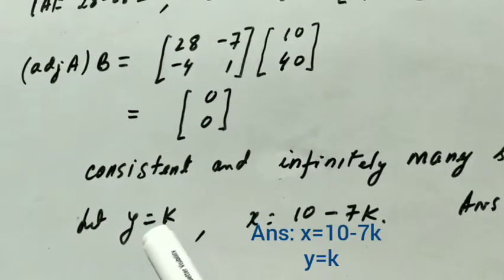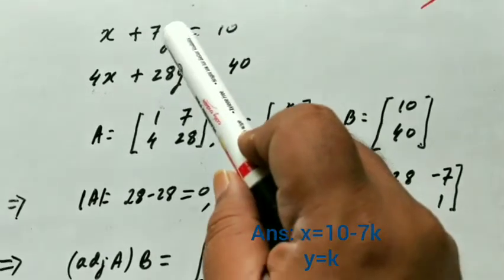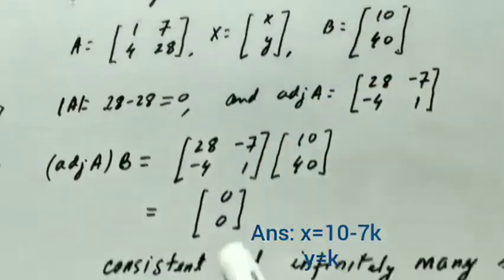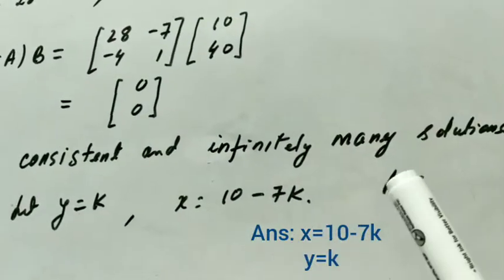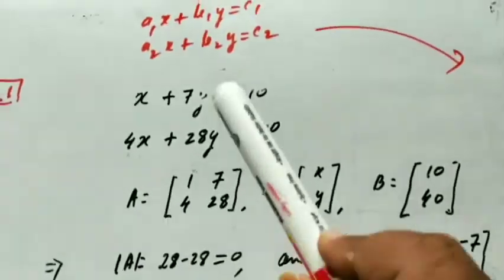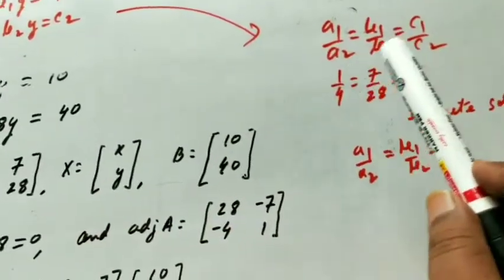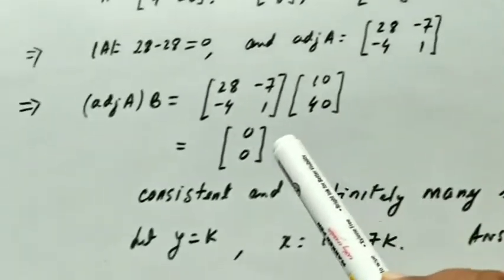I take y as k. So x is equal to 10 minus 7k. This is the answer. And remember, by looking at the expression, if this is the condition, you will get infinite solutions.